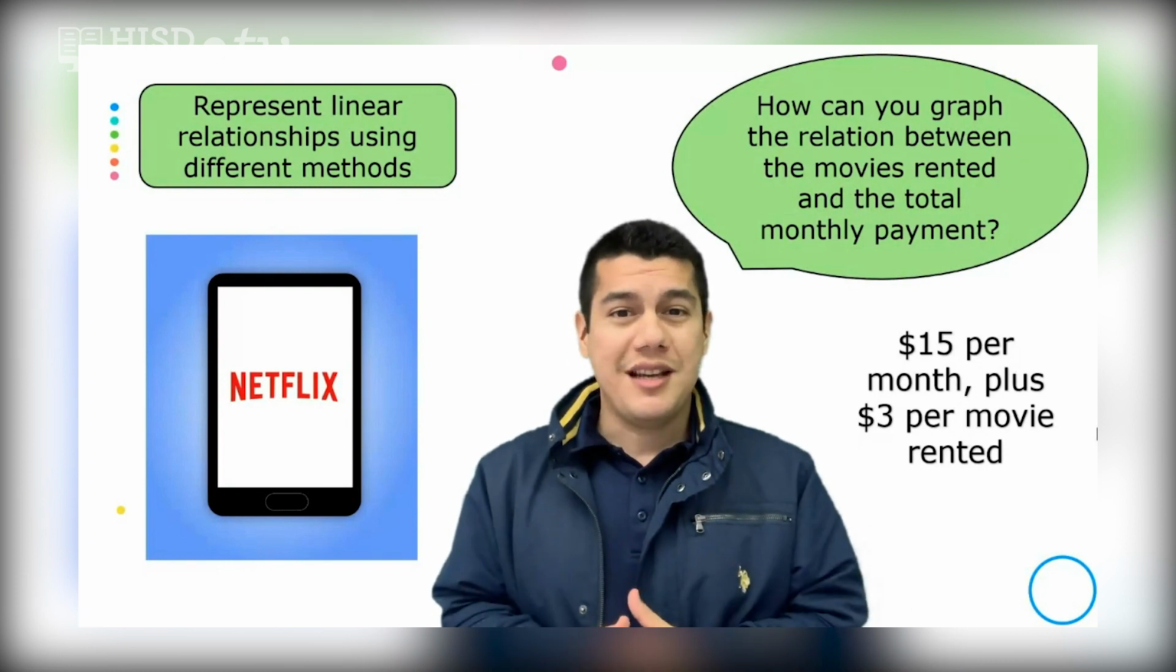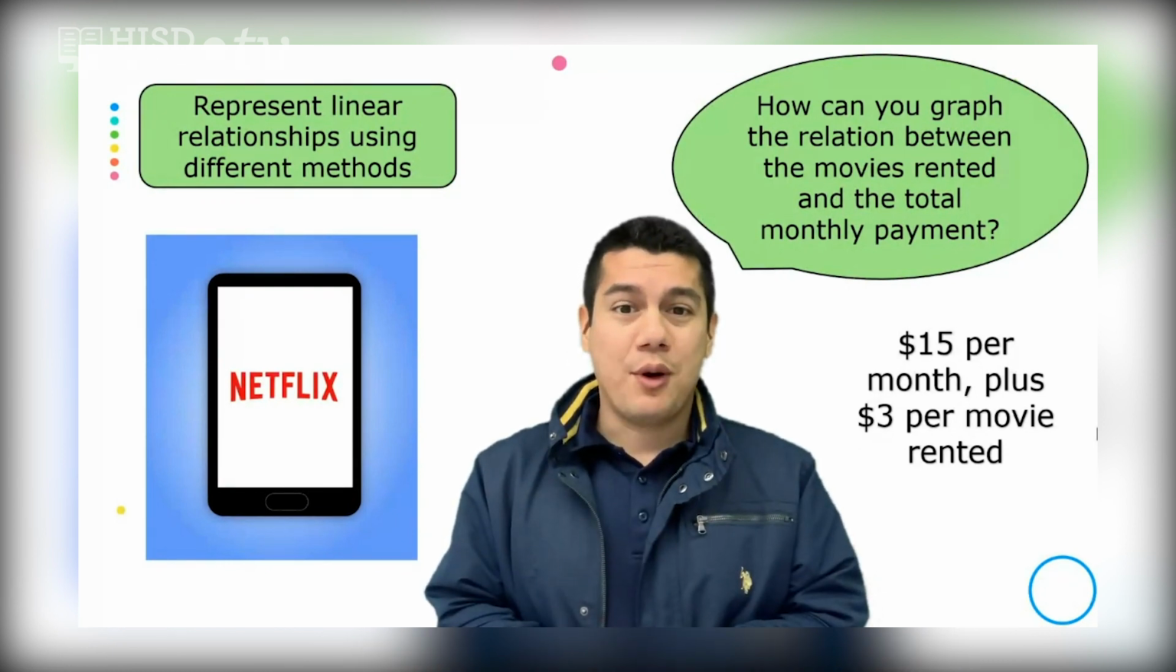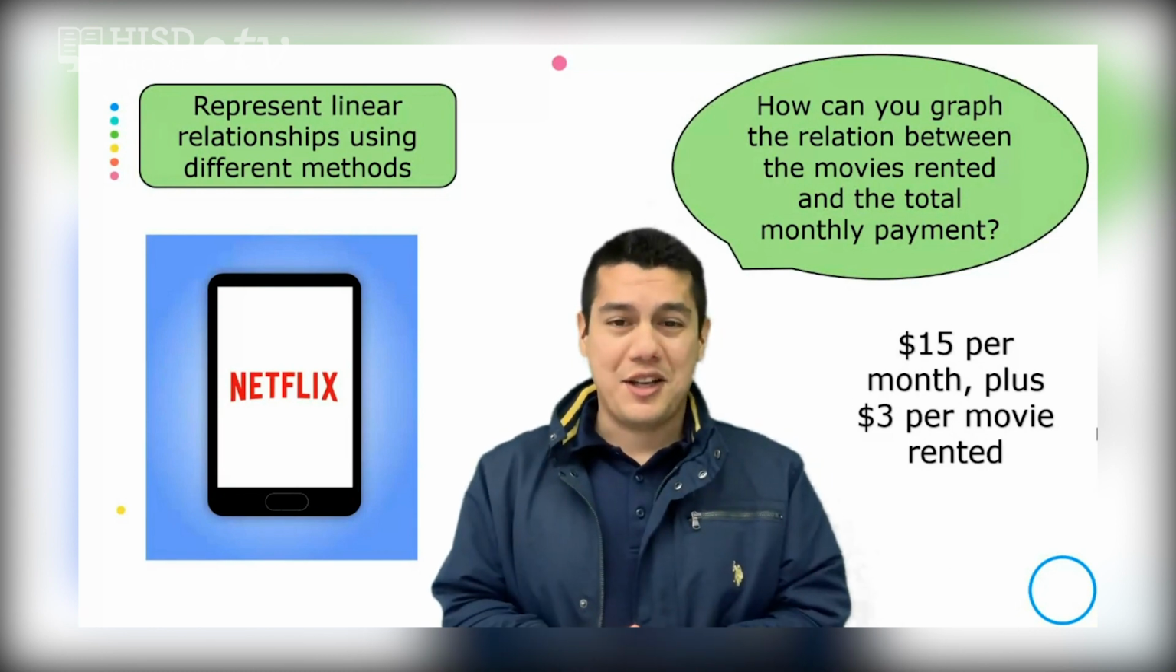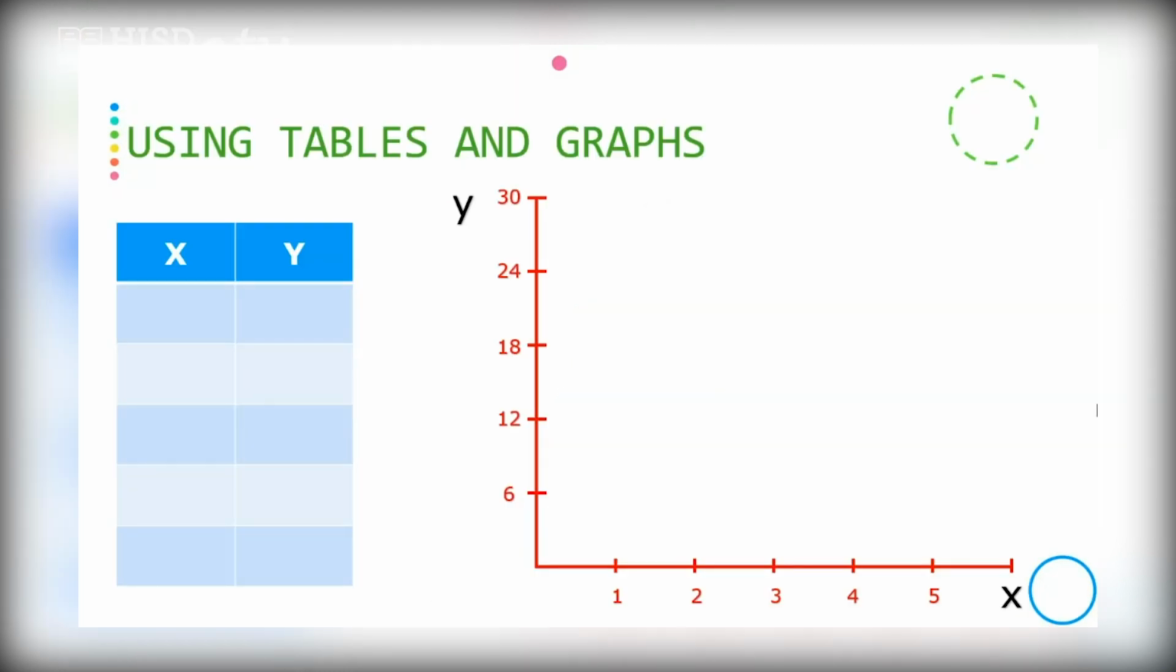In order for us to do this, we're going to start by exploring how to graph this relationship. And in order for us to be able to draw a graph to find the relationship between the number of movies rented and the monthly cost of Netflix, we're going to be using first a table. So the X's represent the number of movies rented, and I know that if I don't rent any movie, I'm just going to pay the monthly subscription, which is $15. So I'm going to represent it in my graph as a point on the 0 and 15 coordinate, which is right there.